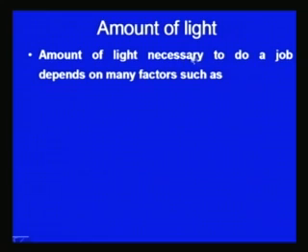The amount of light necessary to do a particular job depends upon many factors. As I have said, the size is one of them, the contrast between the object and the immediate surrounding environment is another factor, the distance from which it is to be viewed, the age of the worker, etc., are other factors which affect the amount of light required to do a job and to detect the job so that the operation can be done successfully.